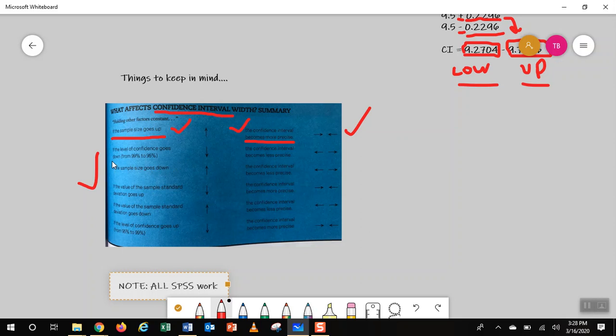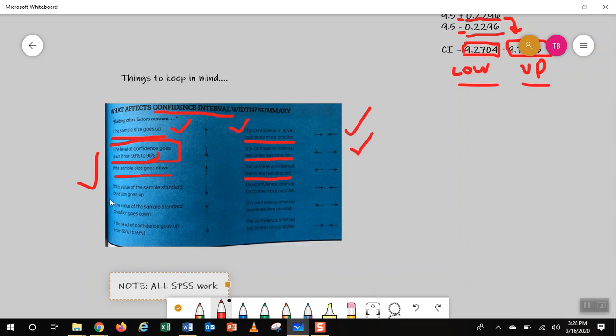Similarly, if the confidence level goes down, so if you're not as sure you got it right, if I'm 99% sure and I drop down to 95% sure, the confidence interval becomes less precise because you're not as sure you got it correct. Similarly, if the sample size goes down, which is the opposite of the other one, you're less confident that you got it right. So your estimate is less precise, right?